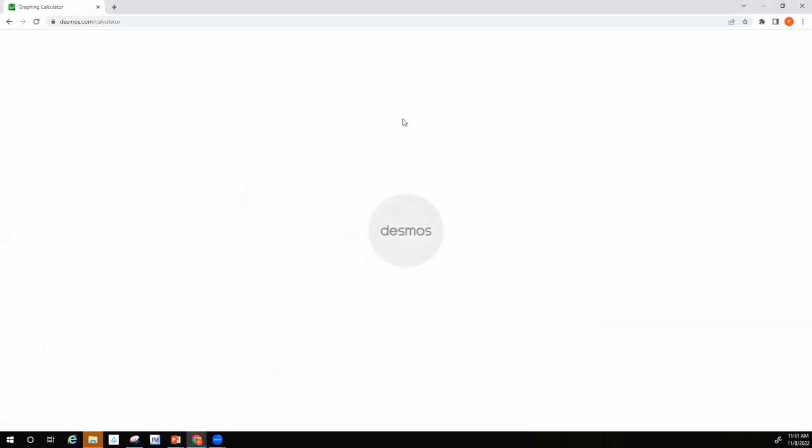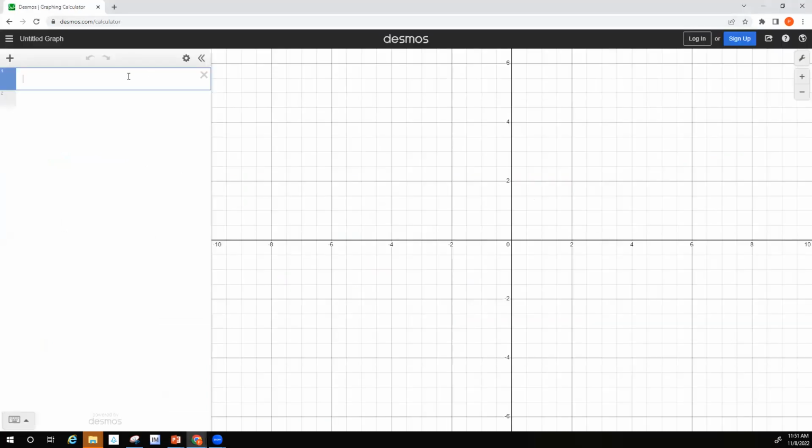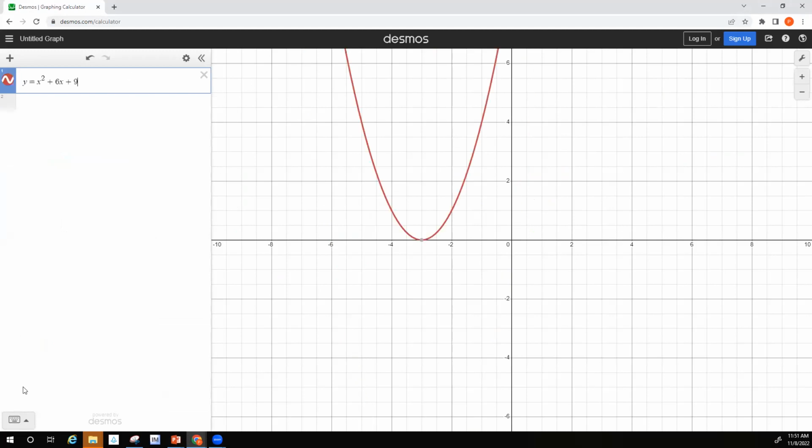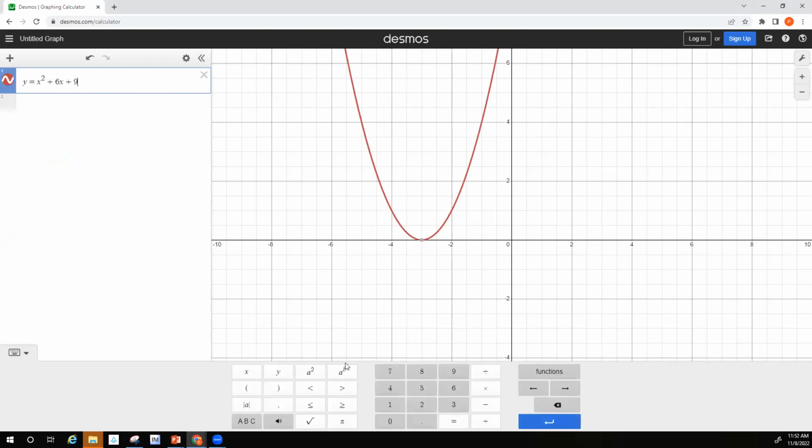And we're going to graph the first one. You can write f of x, but I'm just going to write y equals x squared plus 6x plus 9. And I got that squared by doing the caret, shift 6. You can also do the squared button here.